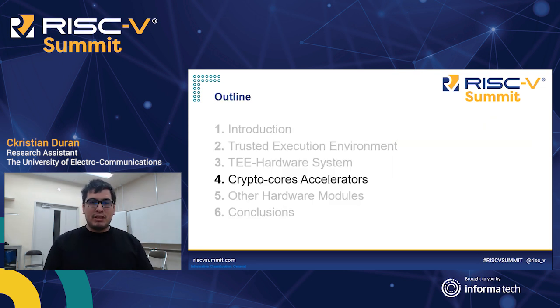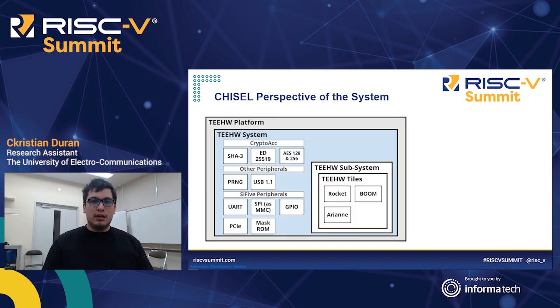So we will talk about the implemented crypto cores from this point on. This is a software perspective from the CISO for implementing the hardware. We basically implement a system composed of different peripherals, such as the crypto accelerators, the random number generator, and the USB controller, as well as different SiFive-based peripherals. And this is all encapsulated in a class that is named TEE Hardware System.